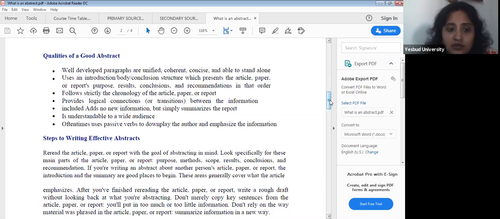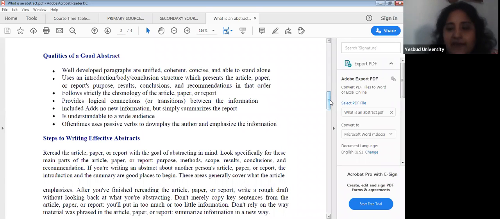Now the sixth point is that it is understandable to a wide audience. So it should be understandable to others. Everyone should understand how it has been written and what is going on in your research project. So these things you have to keep in your mind. Oftentimes it uses passive verbs to downplay the author and emphasize the information. We have to use passive verbs here so that the emphasis is on the information which we are giving here.